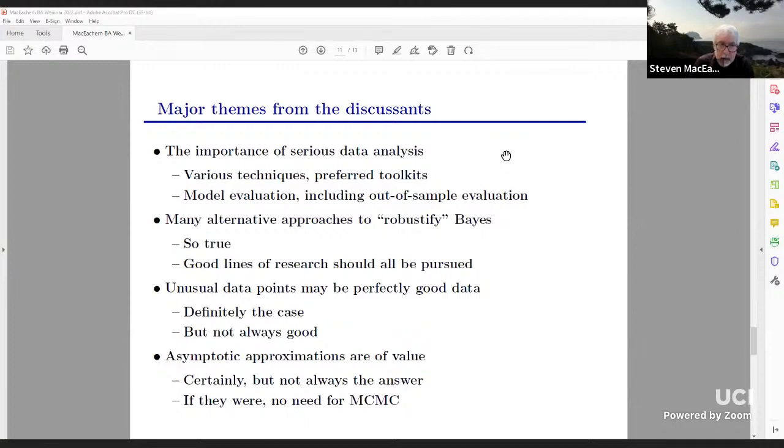Last little bit, there wasn't a lot on this. Asymptotic approximations are, of course, great. If appropriate, they are quick, they're accurate, and they do wonderfully well. They're not always appropriate, which is why MCMC had such an impact on Bayes, but also on the world of statistics.